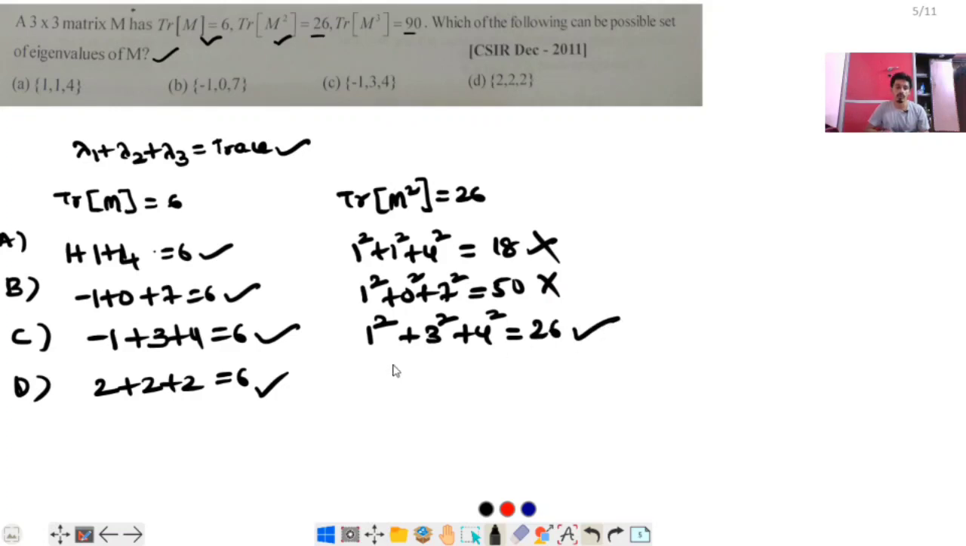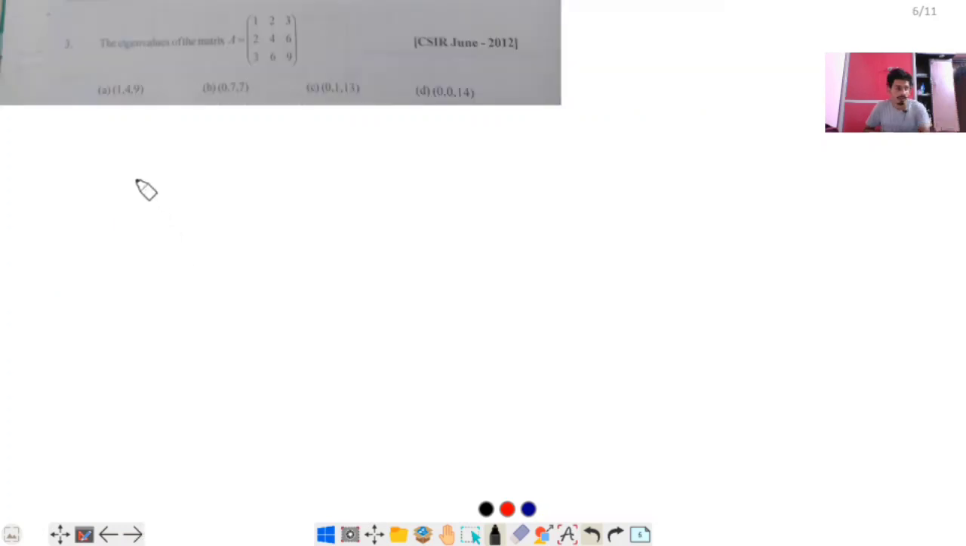Now we go to the fourth option: 4 plus 4 plus 4, since 2 square means 4. You get 12. So the third option is the right answer. Okay, now you go to another problem. The eigenvalues of the matrix A equal to [1 2 3; 2 4 6; 3 6 9]. Now you will find the eigenvalues of this matrix. A is equal to what?